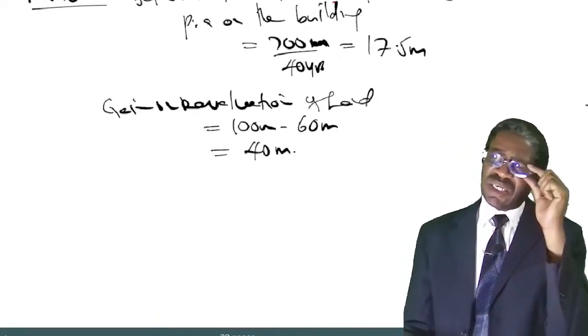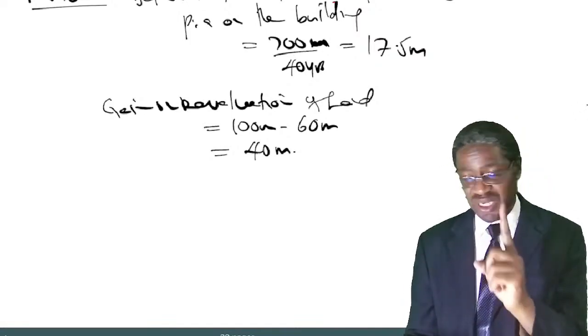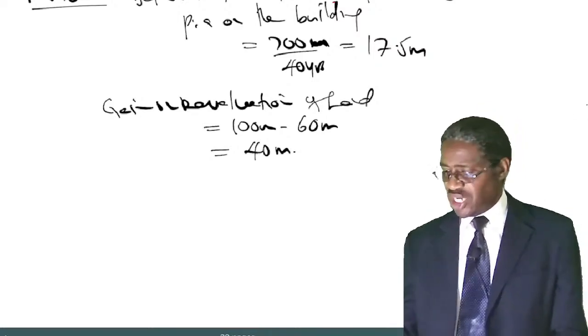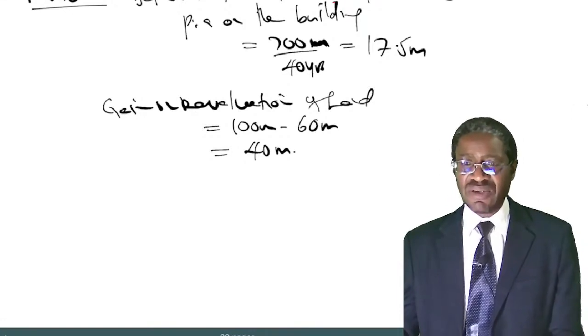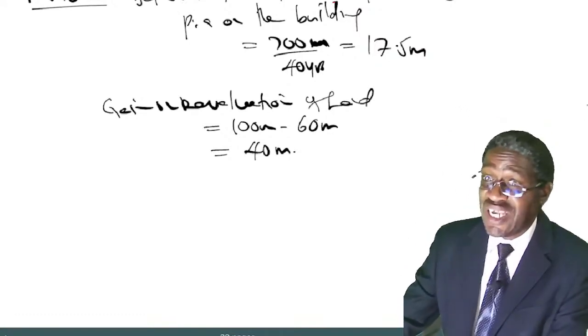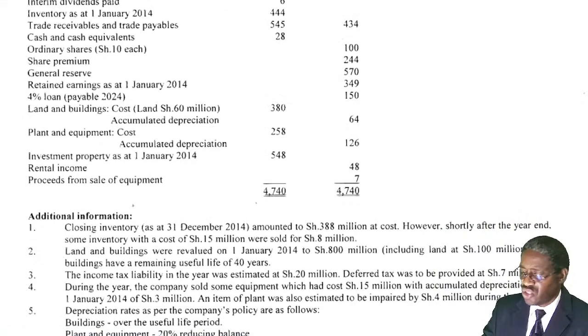So we go back and now ask ourselves, what about the building? I want you to listen carefully now. I would have given you the challenge to calculate the gain on revaluation of the building, but let me just explain. Now listen. We have already seen from this trial balance the cost of land is 60. What that means is that the cost of the building is 380 minus 60, that is 320.